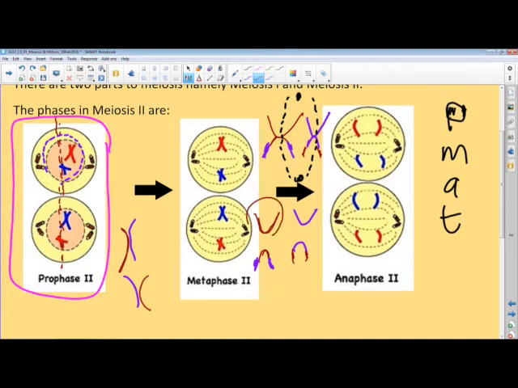Now, if this one goes to one cell, and that one goes to another cell, and that one goes to another cell, and that one goes to another cell, what do we have? Does this one look the same as this one? No, they look completely different. Does this one look the same as this one? No, it doesn't. What about the top one? This one, does it look the same as this one? No. And does this one look the same as this one? No. They are all different. Can you see how they're all different?